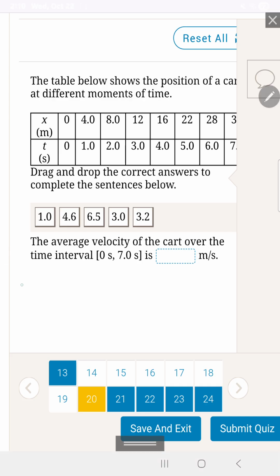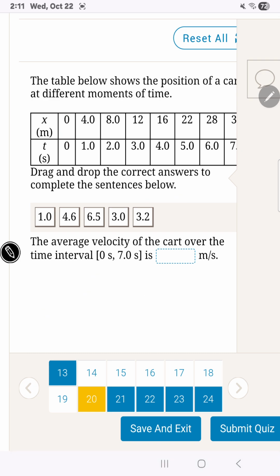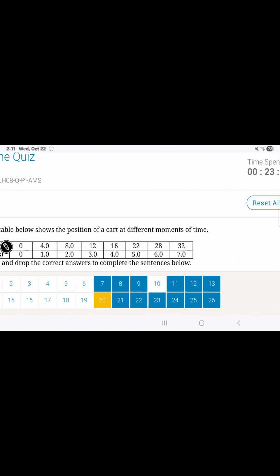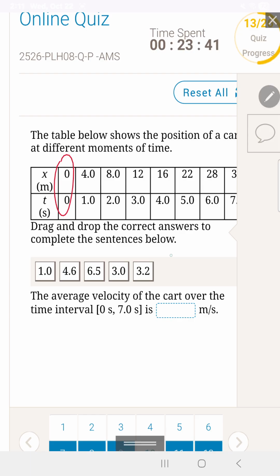As we said before, average velocity would be delta x over delta t. So from 0 to 7, here is 0, so you have to choose the point 0, 0. And here you have 7, so you have to choose this point at 7. Let's see, at 7, what is it? 32. So this is 7, 32 here. So 0, 0 and then 7, 32.